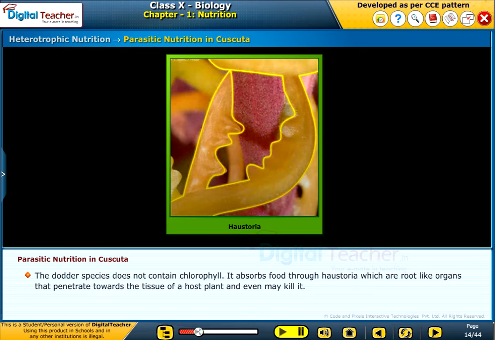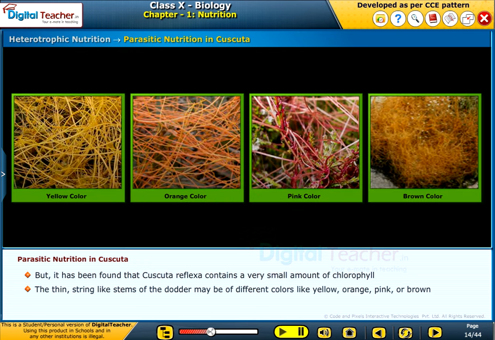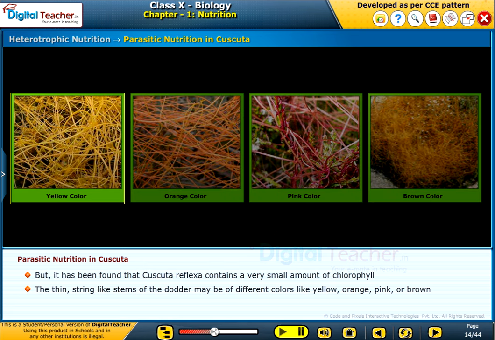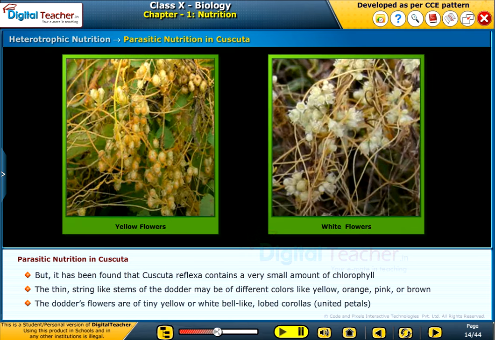The dodder species does not contain chlorophyll. It absorbs food through haustoria, which are root-like organs that penetrate the tissue of a host plant and even may kill it. But it has been found that Cuscuta reflexa contains a very small amount of chlorophyll. The thin, string-like stems of the dodder may be of different colors like yellow, orange, pink or brown. The dodder's flowers are tiny yellow or white bell-like, lobed corollas with united petals.